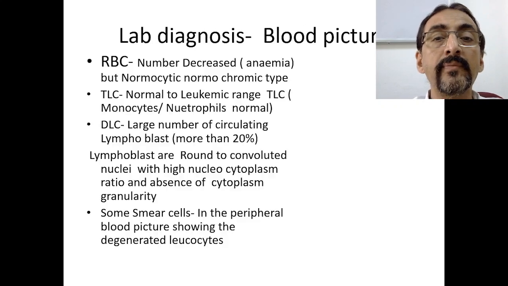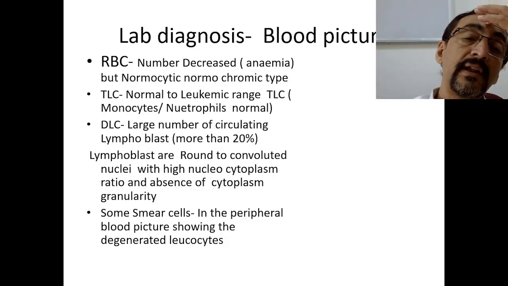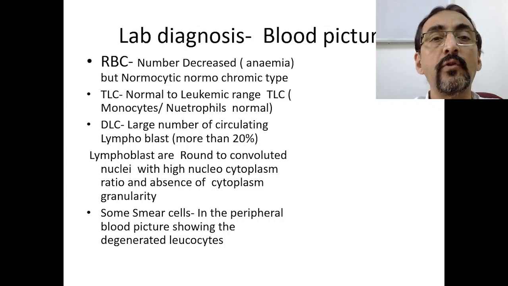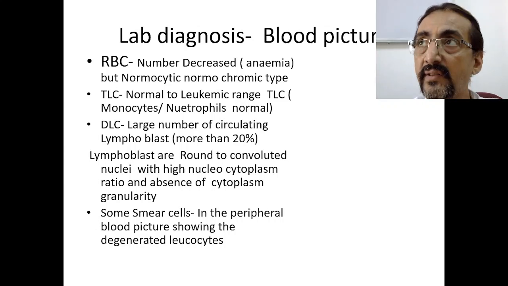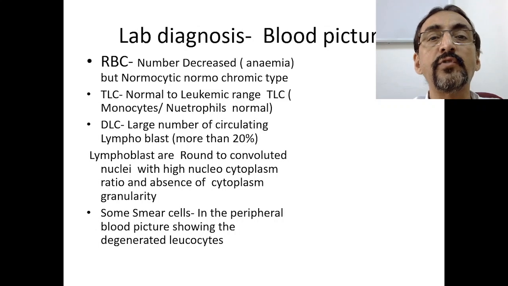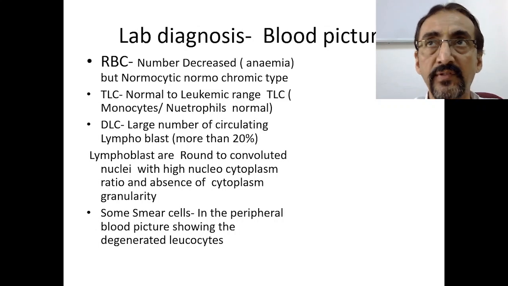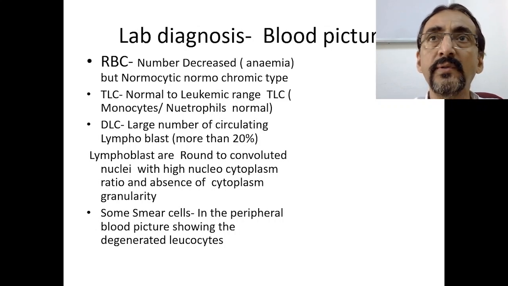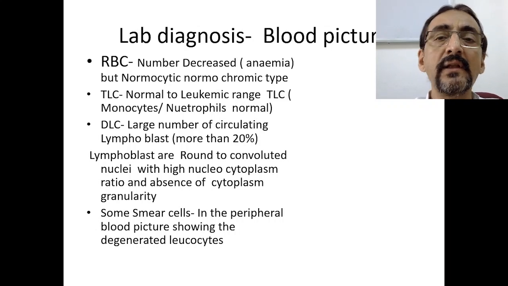Okay. Now lab diagnosis and blood picture. If you look into the RBC in acute lymphoblastic leukemia, the number is decreased, that is anemia, but normocytic normochromic type will be seen because RBC stem cells are normal. The problem is only with the myeloid cell series as well as the lymphoid series. In ALL, it is only the lymphoid series.